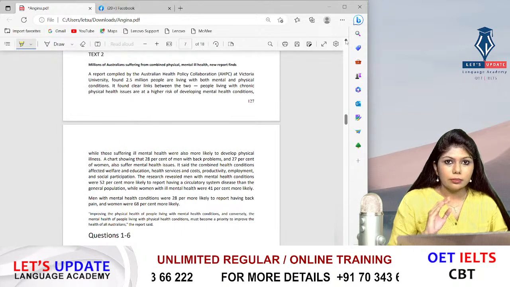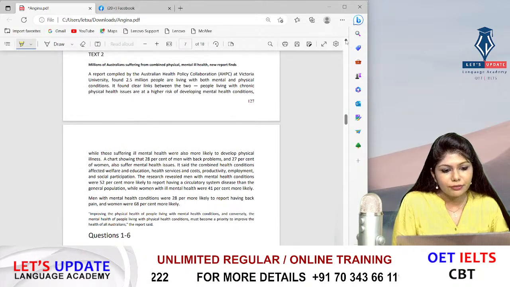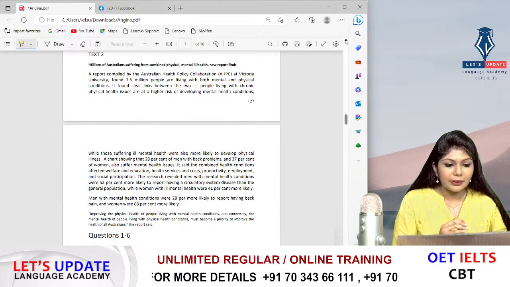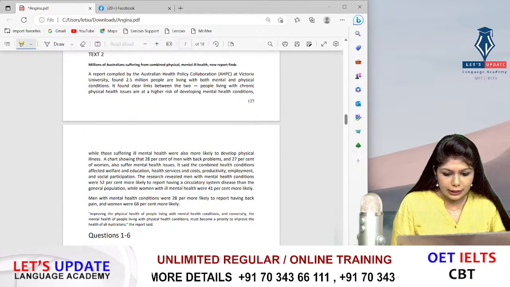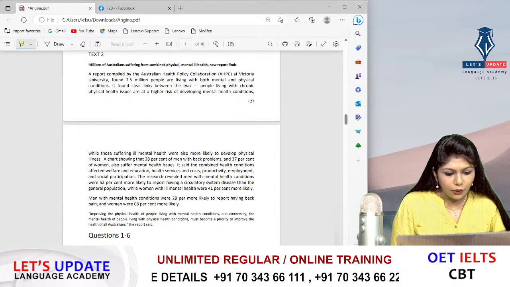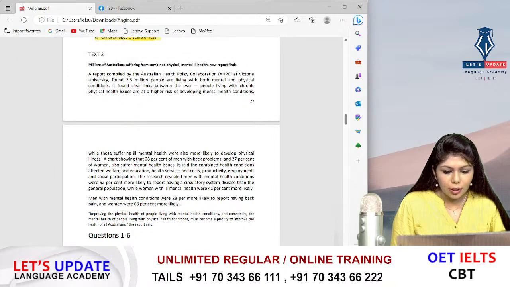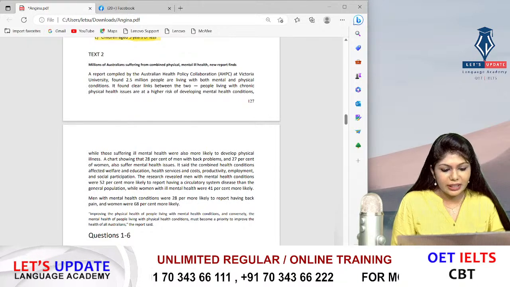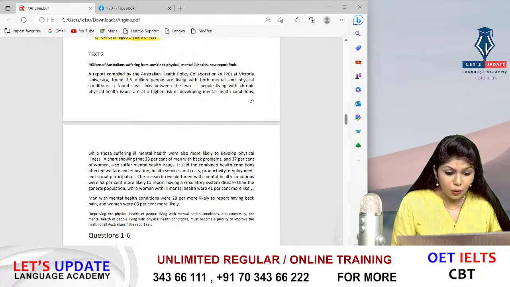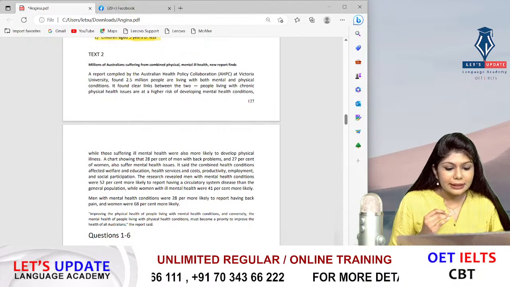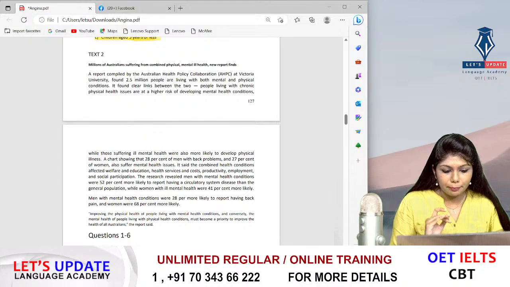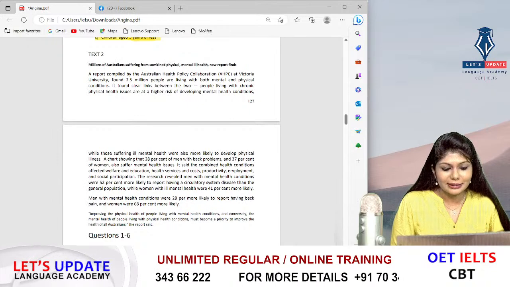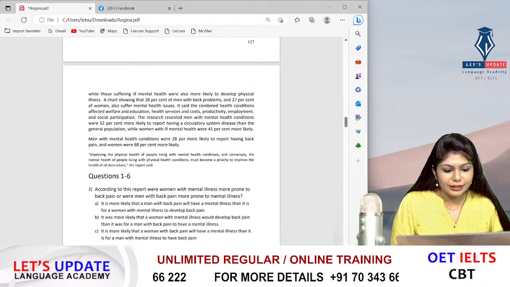Now the heading is "Millions of Australians suffering from combined physical, mental ill health, new report finds." That is what the extract is about, and the question is, according to this report, were women with mental illness more prone to back pain, or were men with back pain more prone to mental illness? That is the question, and you have three different options.